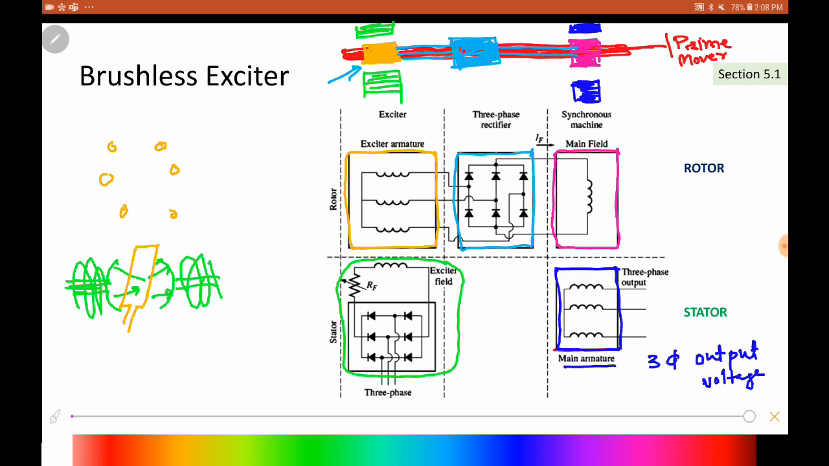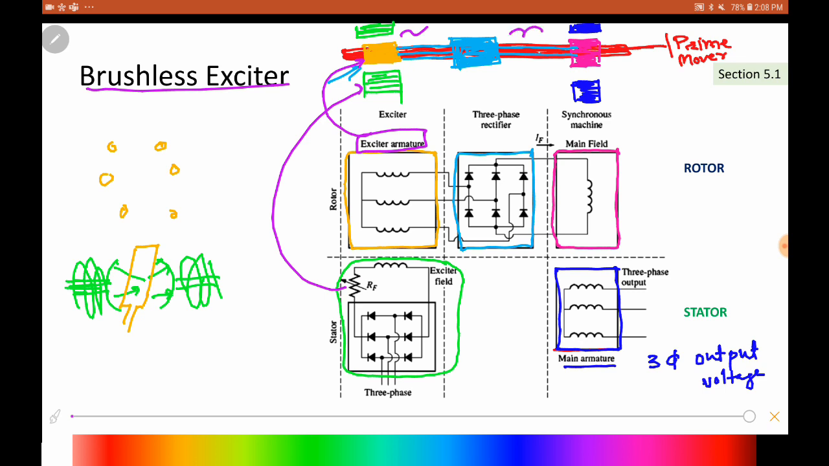So what a brushless exciter is, is basically a simple AC generator. Okay, but the interesting part is that in this AC generator, the armature where the voltage is induced is on the rotor. Okay, so observe this thing. You have an exciter armature, which means where the voltage is induced. So now this is on the rotor, and the field winding is on the stator. Okay, so the field winding is on the stator. So what will this do? This will generate an AC voltage, and that AC voltage will pass through the rectifier.